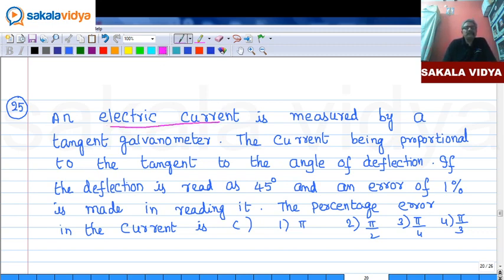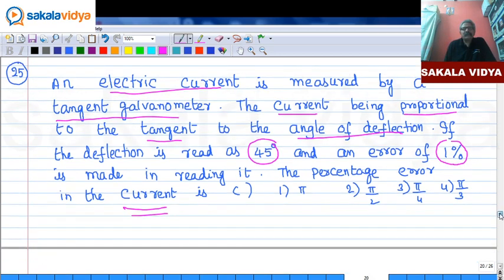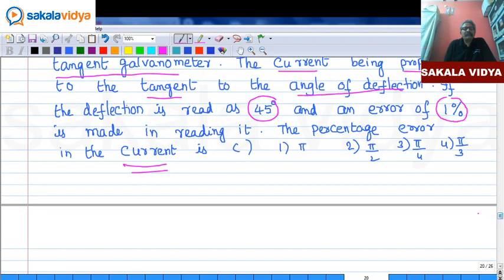Electric current is measured by a tangent galvanometer. The relation is given: current is proportional to the tangent of the angle of deflection. Deflection is 45 degrees. Error in this theta is 1%. Then you need to find out the percentage error in the current. So let me first give clarity. I will write the given data here. Solution. What is the given data?